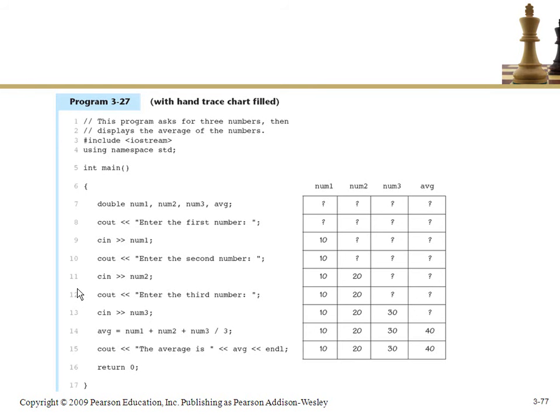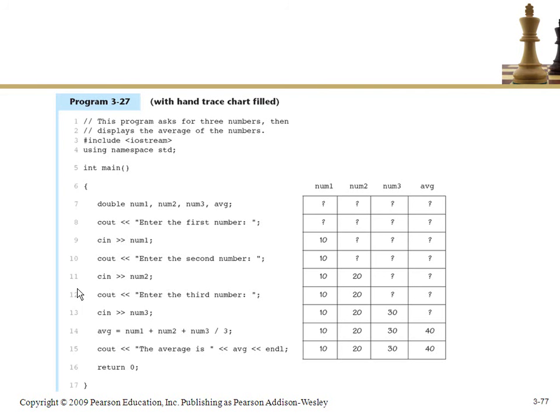Line 11, cin will take in num2 as 20. The value of num2 is changed. The value of num1 stays the same as 10. The values of num3 and average are unknown to us.